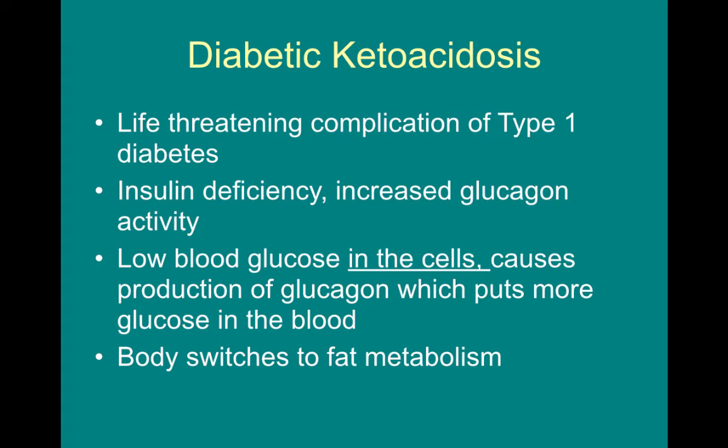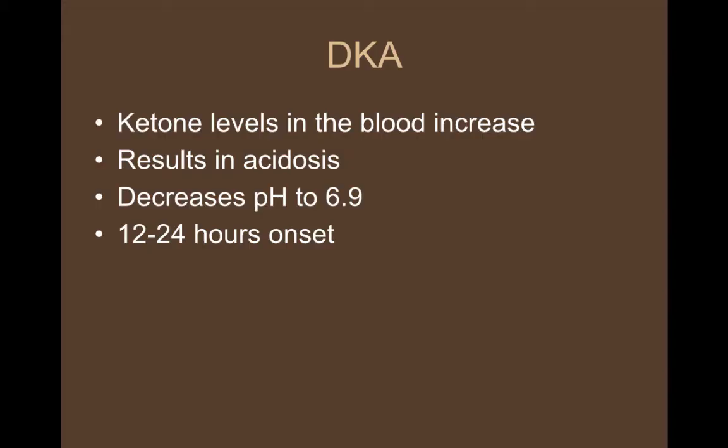So what happens is those ketone bodies start to increase. The body becomes more acidotic, right? So the pH can actually decrease to 6.9. So remember, we're trying to stay in that 7.35 to 7.45 range. And the onset on this, on DKA, is 12 to 24 hours. So it's kind of a slow onset, but if you think about it, right?